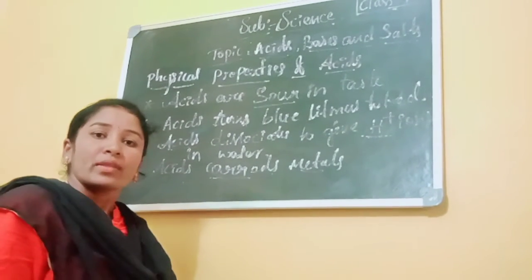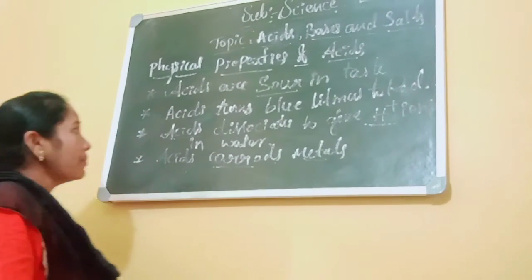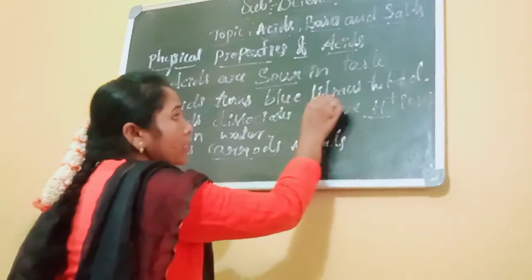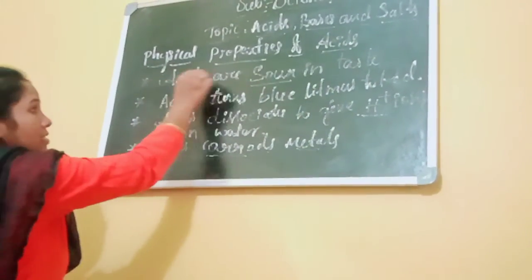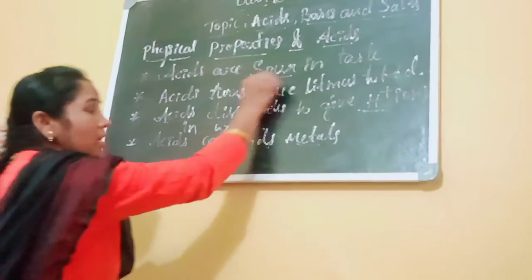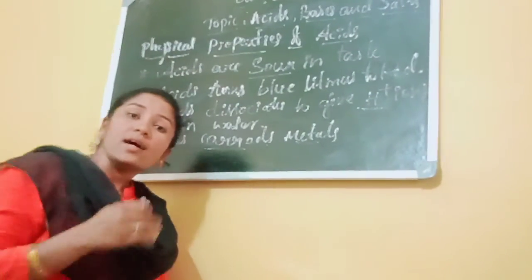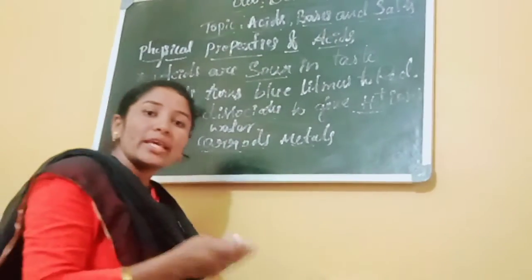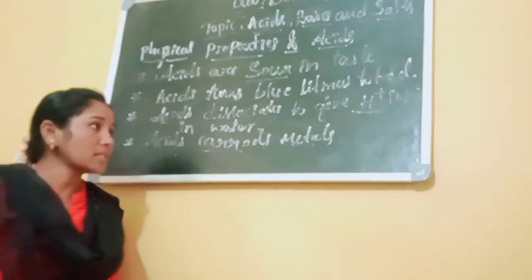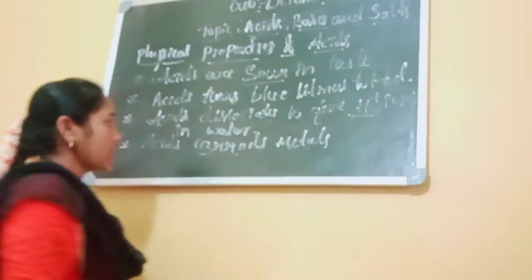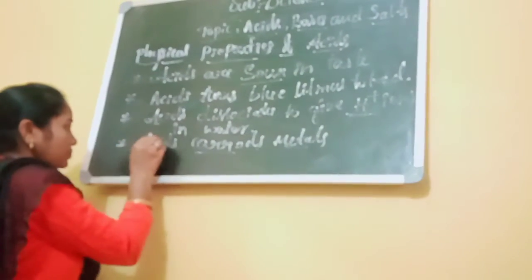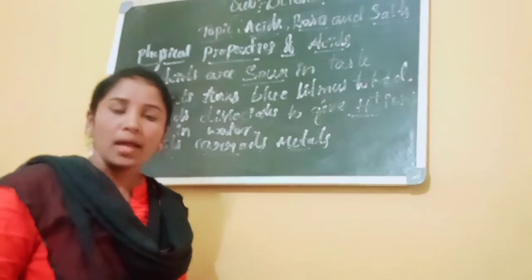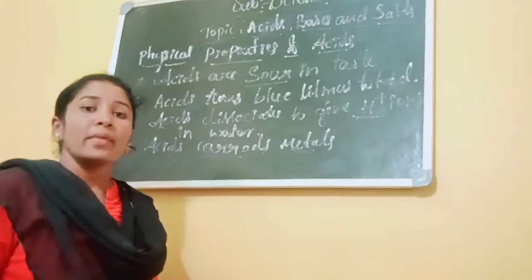Before going to examples, once again I will recap. Acids turn blue litmus to red litmus, and acids are sour in taste. Acids dissociate to give H plus ions, and acids corrode the metals. Let's see now some examples.